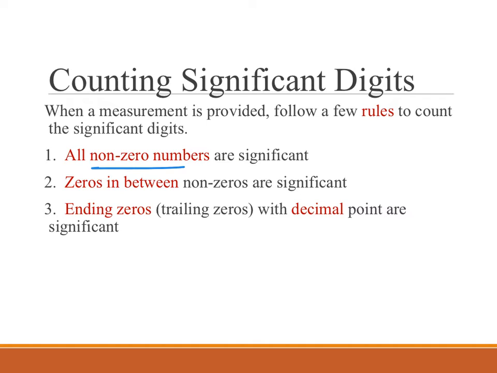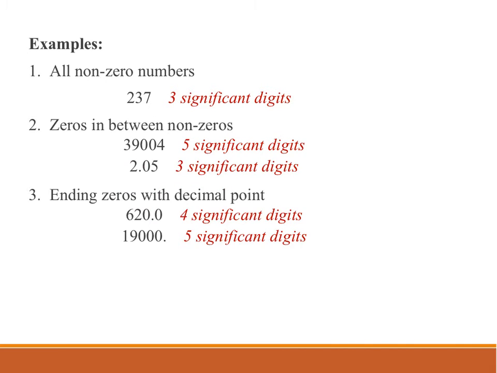The first thing you need to know about zeros is that zeros in between non-zero numbers are significant. And zeros at the end, otherwise known as trailing zeros, when there's a decimal point, are also significant. So if we look at those three rules for examples, all non-zero numbers are significant. 237 has 3 digits in it.